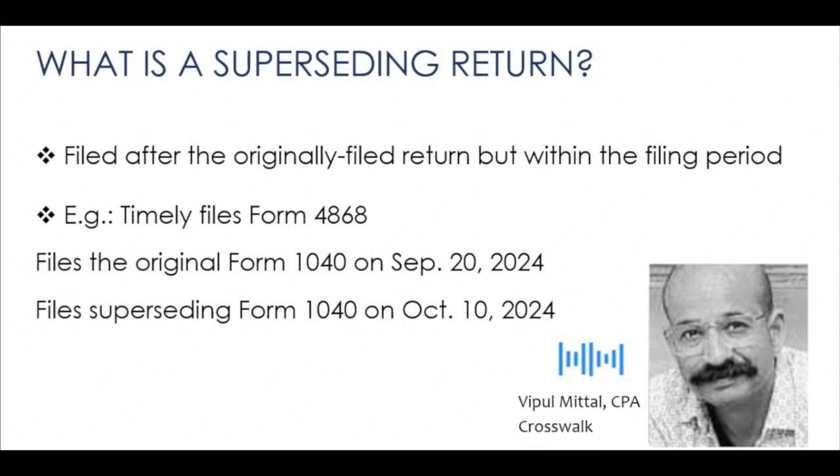Now, after filing your tax return on September 20th, 2024, you discover some error, let's say. You want to change something, you discover some omission of income or omission of expenses, whatever. You want to change your tax return, and you change it within the filing period. So you file a new tax return on or before October 15th, 2024. And this new tax return is your superseding tax return.